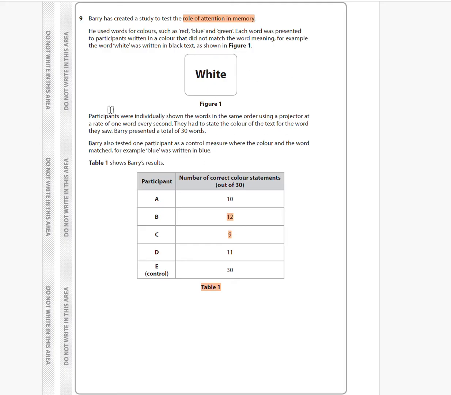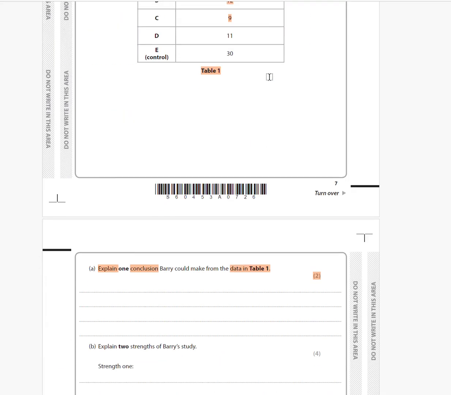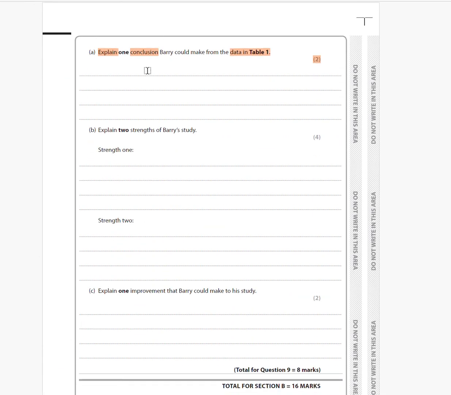And again, that's where you need to go back to this scenario and say, this means that Barry can conclude that when participants were... I haven't read the questions, it's really difficult to explain this one, but you might say when participants were presented with this, they were able to do this. So it's like saying, what did he find? What does it mean? What can we learn from it? That's what your conclusion questions are asking you.